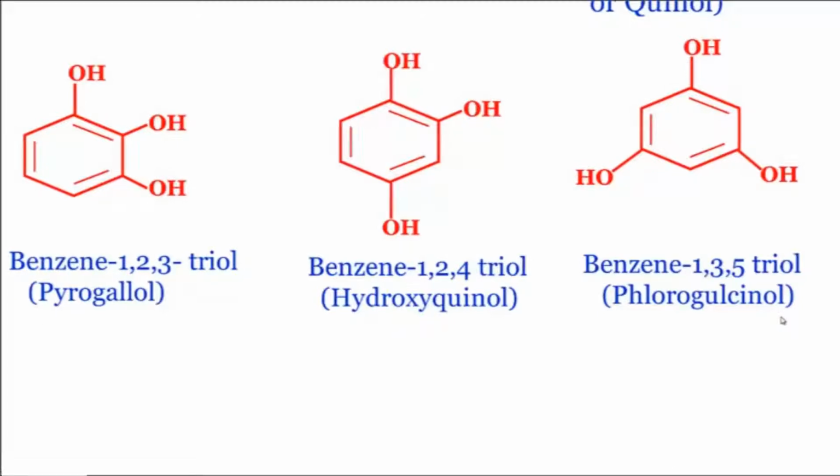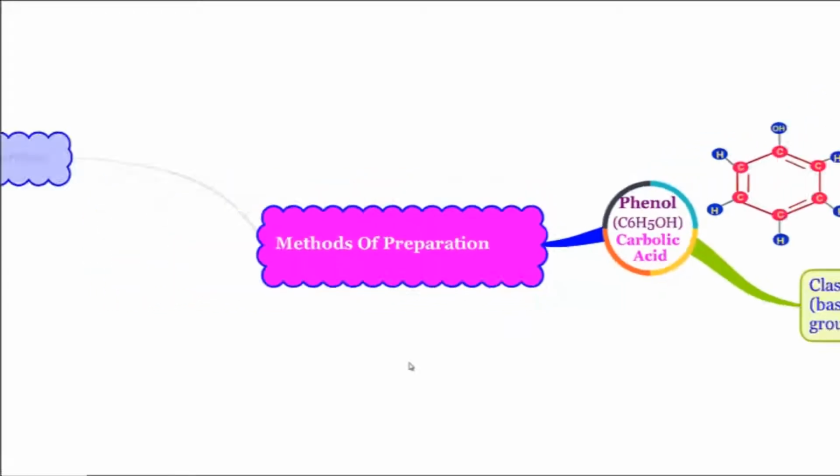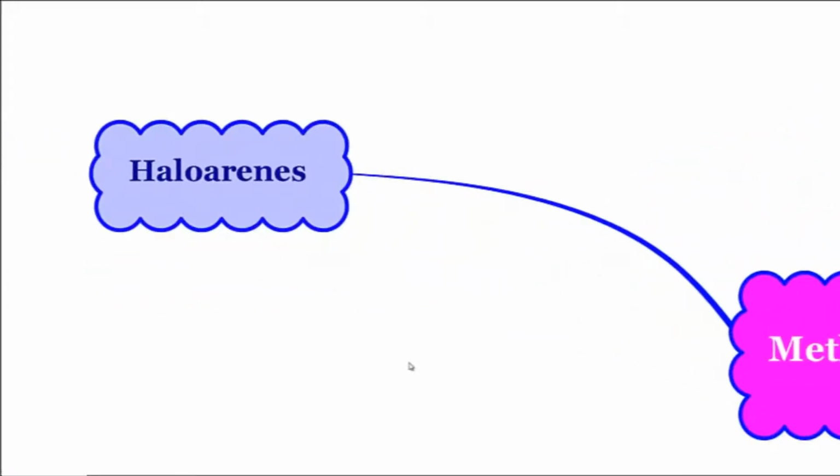Practice all of them. Now let's look into the different methods of preparation of phenol. Phenol can be prepared by 4 different methods. Now let's understand the first method, that is from haloarenes. What are haloarenes? Halogen attached to the aromatic ring are called haloarenes.